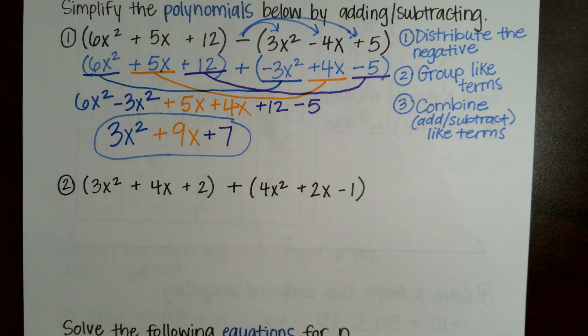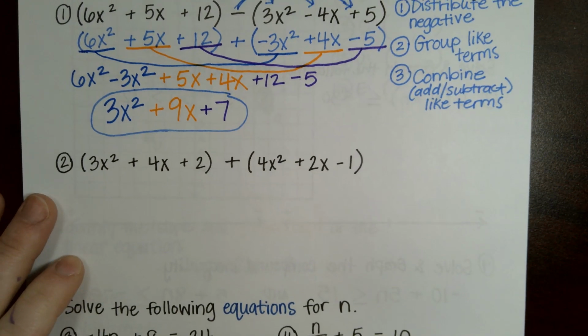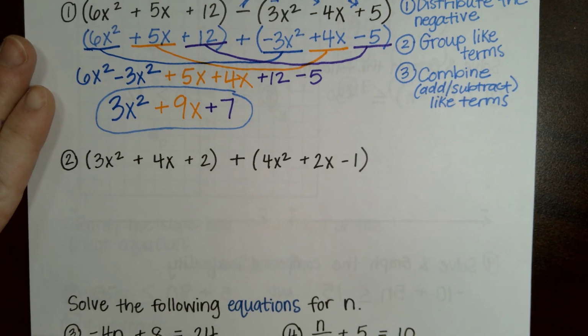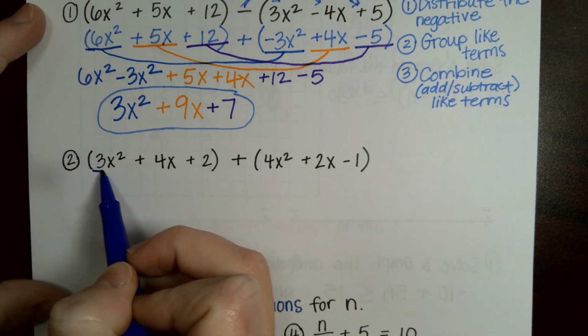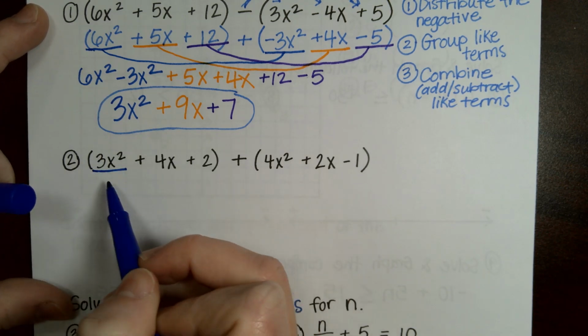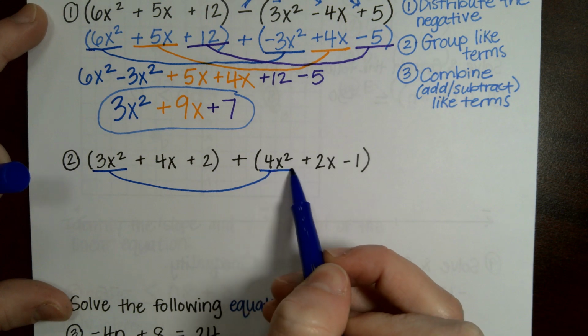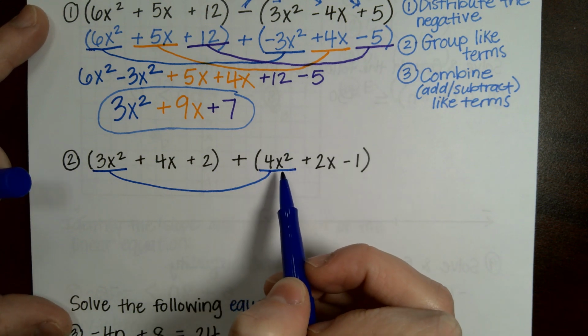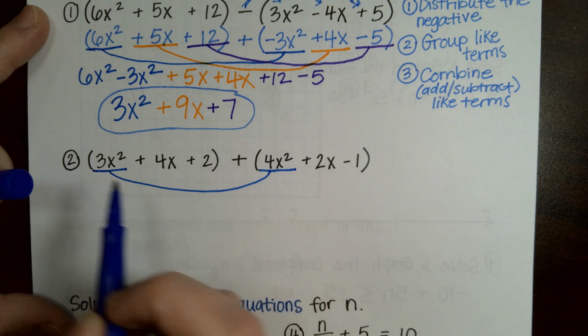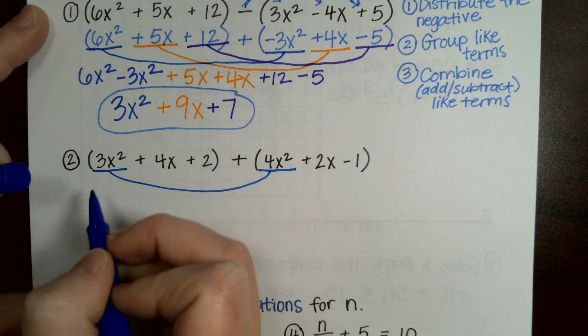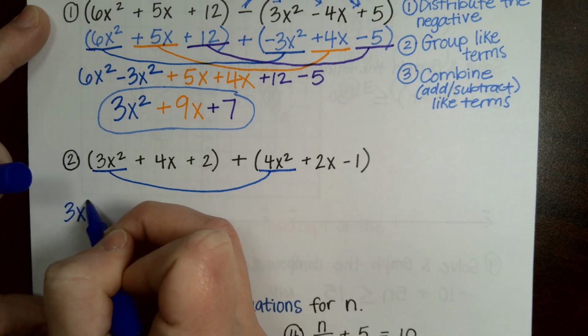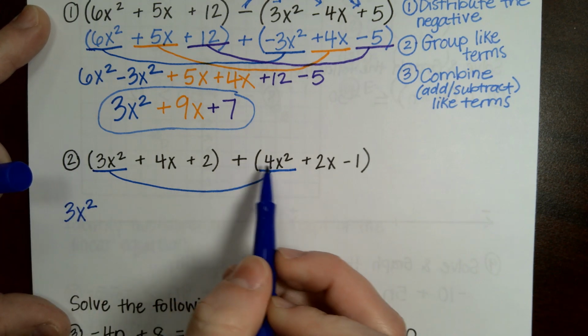Number 2, we are also adding polynomials. This time, do we need to distribute a negative to start? No, we sure don't. So what should we do first? Yeah, let's group our like terms. So starting left to right, I have 3x squared and what? And 4x squared. Let's write them out together as we connect them. That way we're not doing all these steps and going back and forth. So I've got 3x squared plus 4x squared.